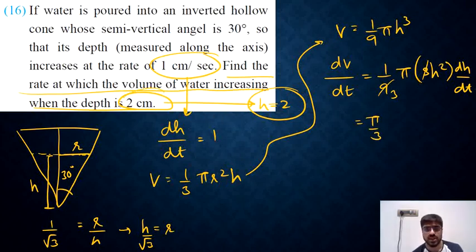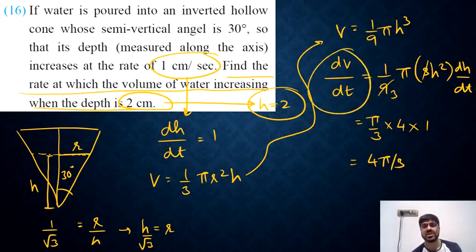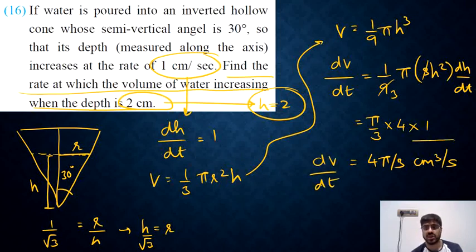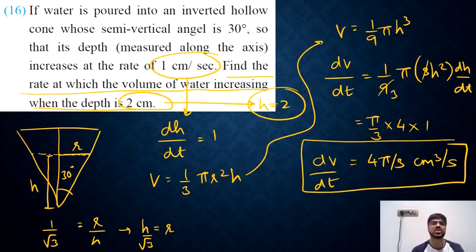The value of h they are saying is 2. So h square will be 4. And dh by dt is going to be 1. So the final answer is 4 pi by 3. And because it is volume with respect to time, this is centimeter cube per second. So dv by dt when h is going to be equal to 2 is going to be 4 pi by 3 centimeter cube per second.